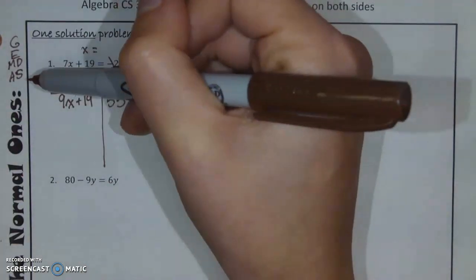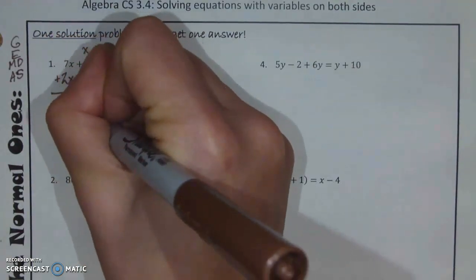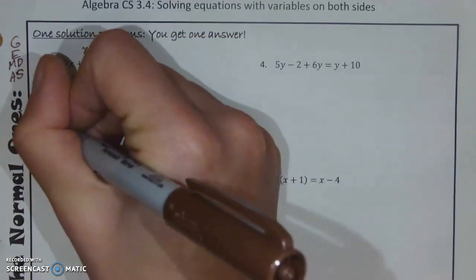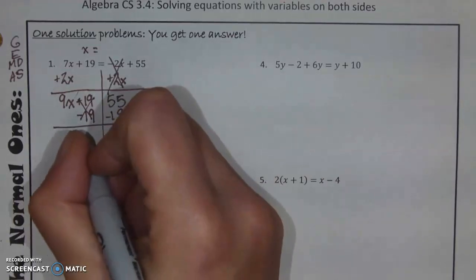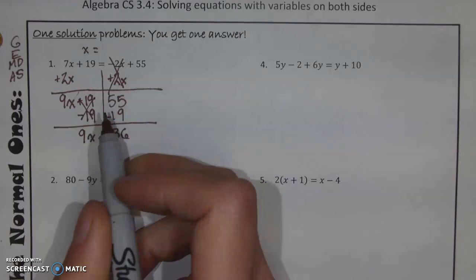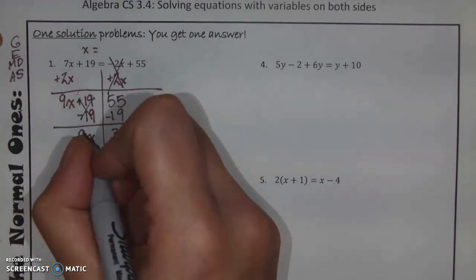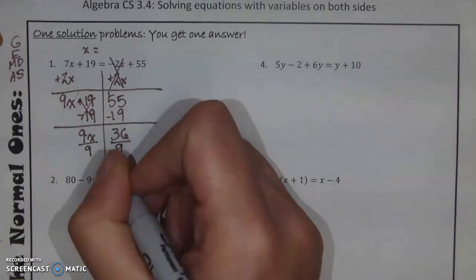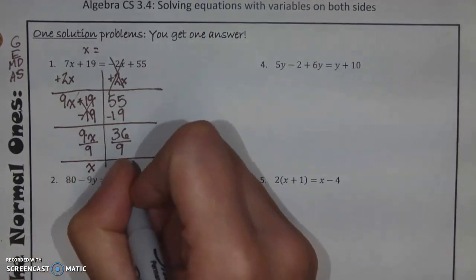So here I'm going to undo my addition and subtraction first, getting rid of 19 by adding the opposite, since 19 was added. That's going to give me, well, the 19s cancel, and I'm left with 9x is equal to 36. Here, I want to get x by itself. I want that x equals. So I'm going to get rid of the multiplication by 9 by dividing by 9, the inverse operation. And that's going to give me x is equal to 4.